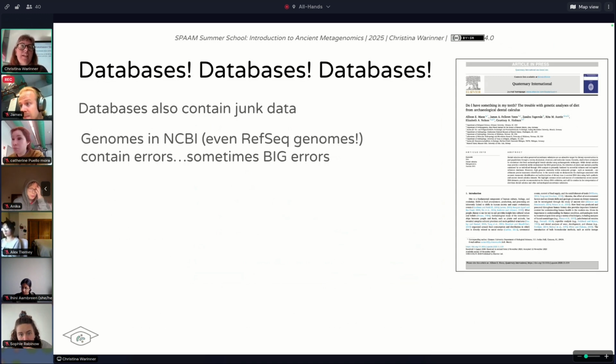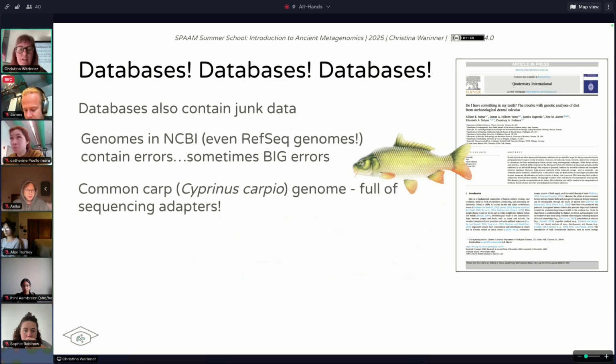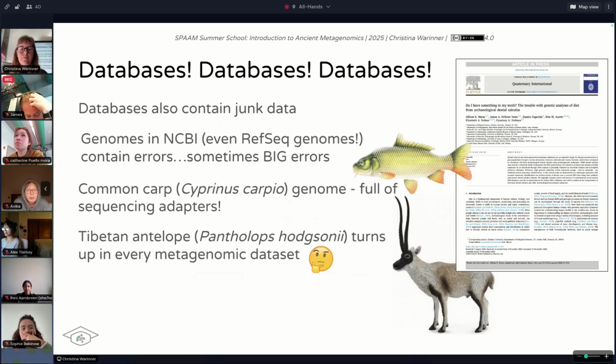Genomes in NCBI contain errors, and even the reference sequence genomes contain errors, and sometimes big errors. Just a couple of examples here. Common carp, Cyprinus carpio genome. The people who uploaded that genome forgot to remove the sequencing adapters. So the sequencing adapters are in the genome. If you search your sample against that genome and you have any residual adapters within your data set, it will show up as carp. And so a lot of ancient DNA data sets look like they're absolutely full of carp when really they're just residual sequencing adapters.